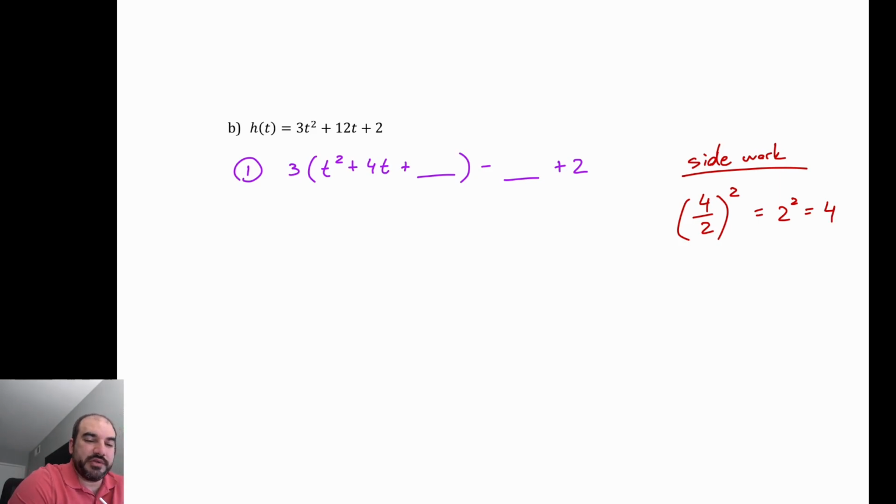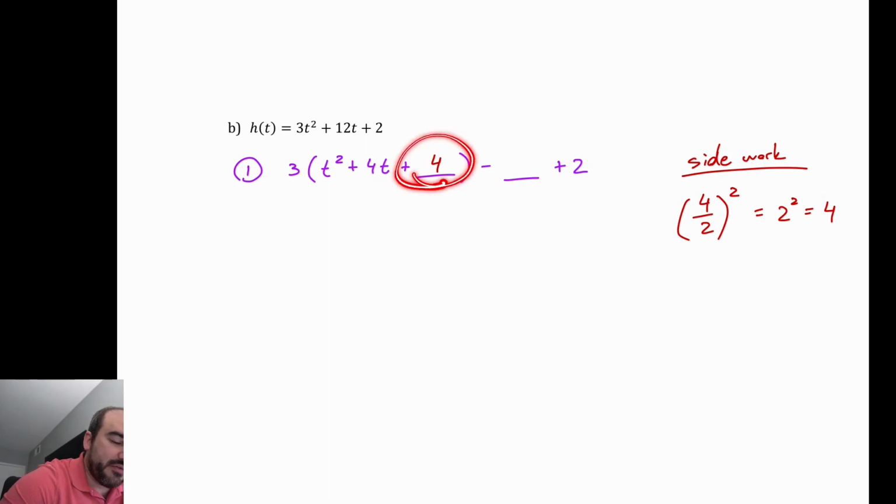Right, 4 divided by 2 is 2. Squaring that gives us 4. So what we're going to add into the parenthesis is 4. Once I add that 4, this thing in the parenthesis is now a perfect square. I've completed the square, but we can't just add something to the expression without also subtracting it outside. What did we actually add to this whole expression?